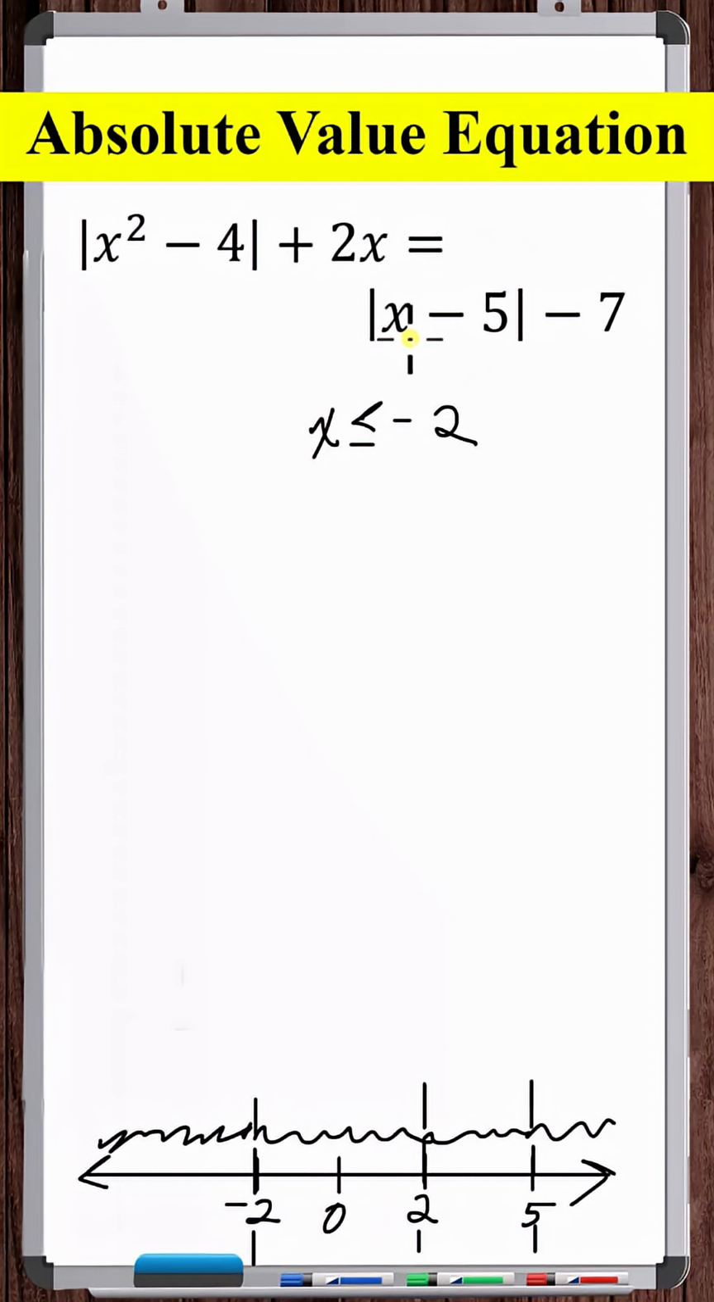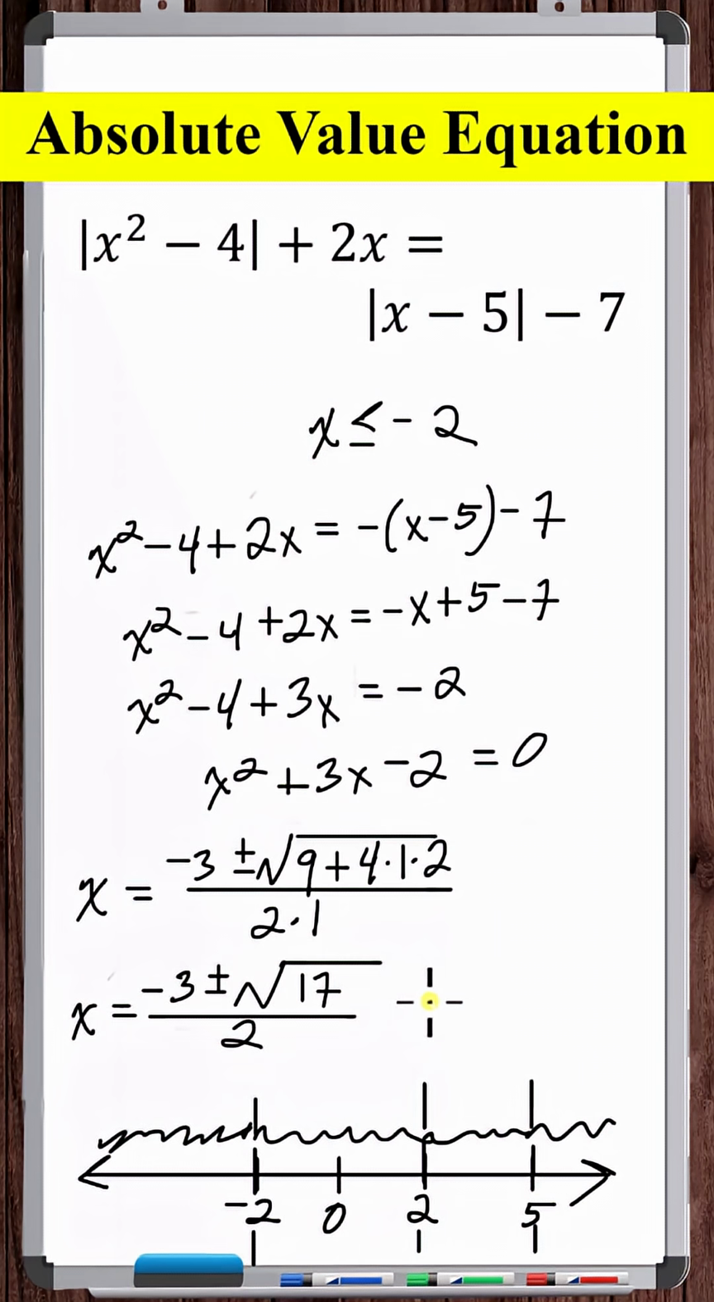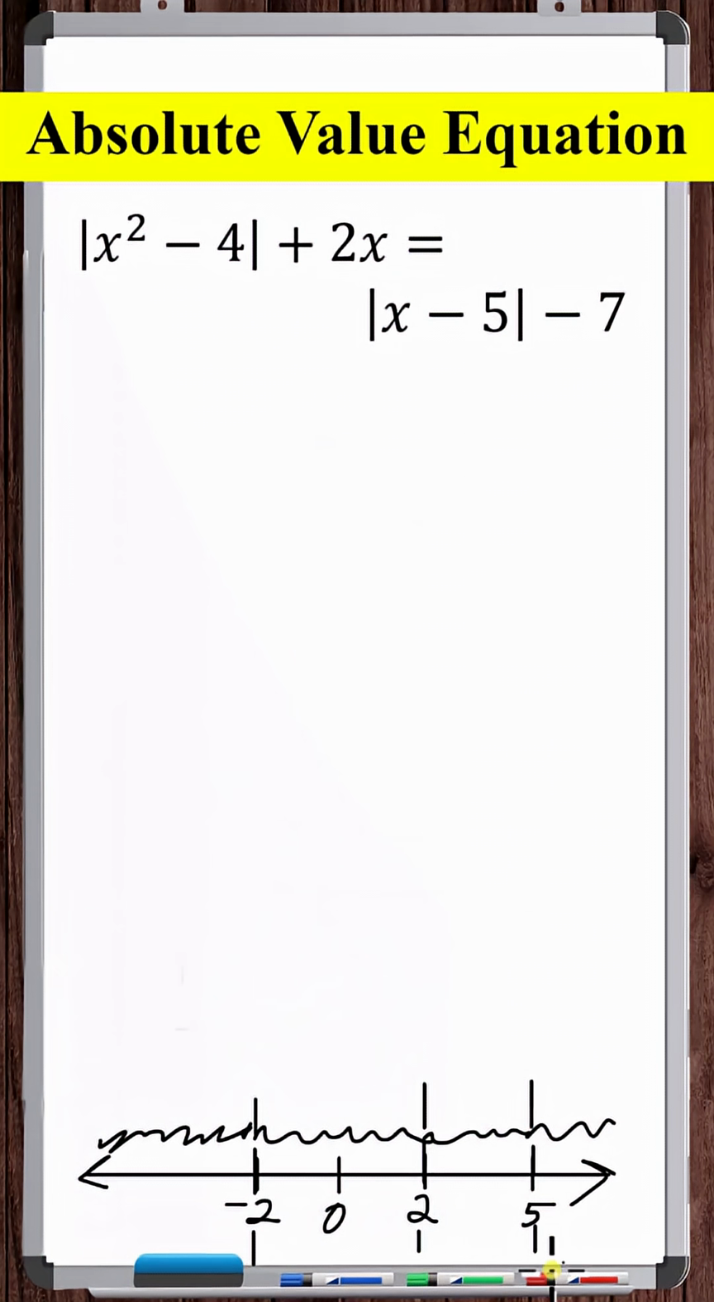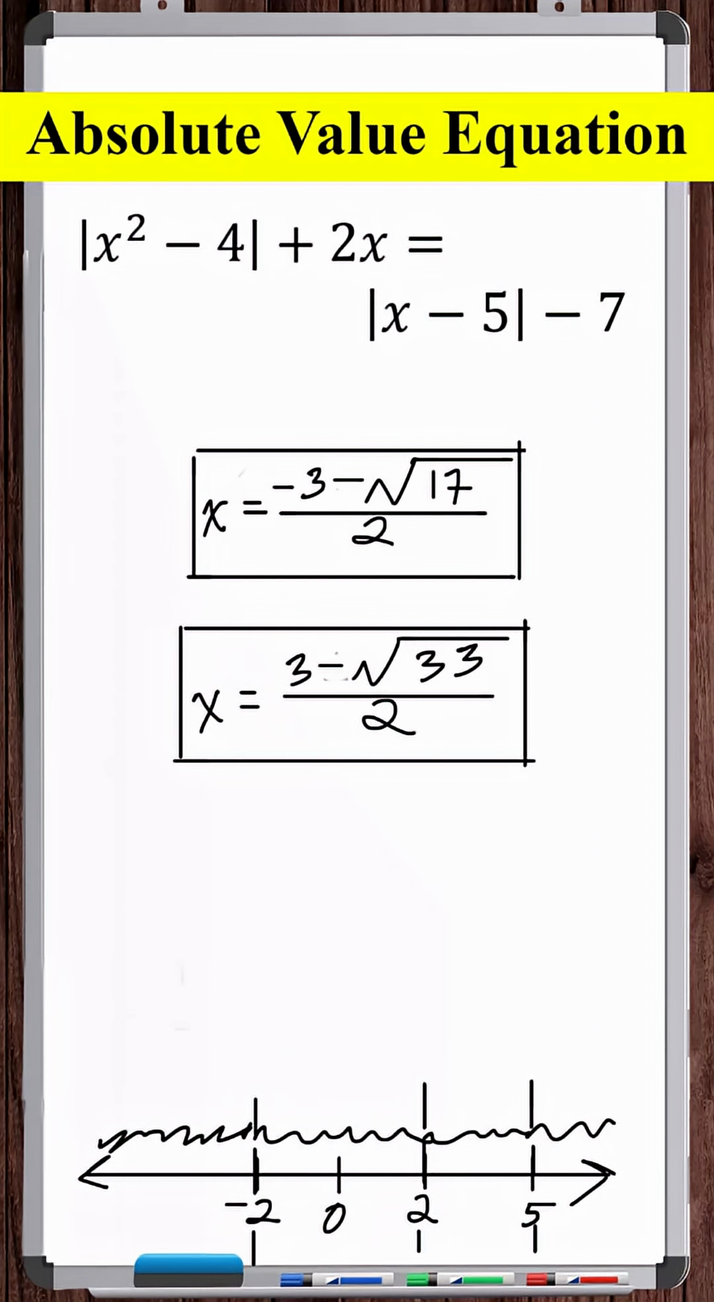Well, we already solved this equation and got these 2 solutions. None of them checked out with the corresponding interval. But now let's compare the solutions to this interval. Minus 3 plus the square root of 17 divided by 2 doesn't check out, but minus 3 minus the square root of 17 divided by 2 does. So this is a solution as well. So we've checked all possible x values, and these are the 2 solutions to this absolute value equation.